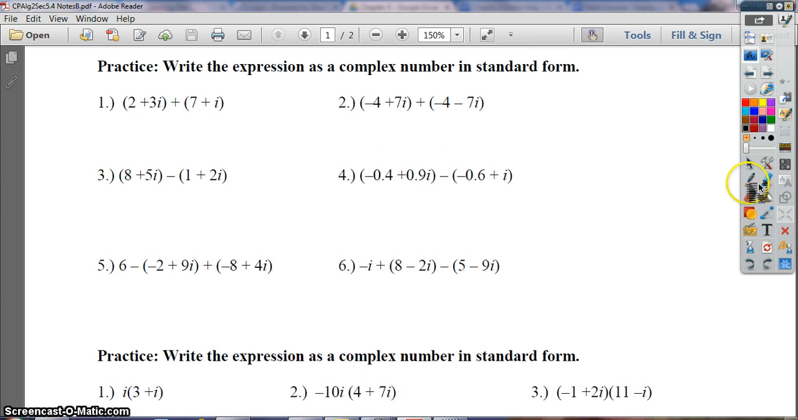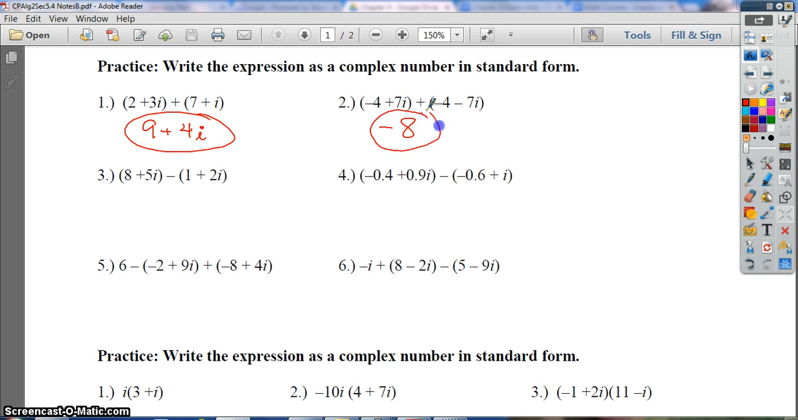So what we're going to do is write these complex numbers in standard form, which basically means the number comes first, followed by the letter. So this one's going to be 9 plus 4i. Kind of treat it like an x, except the i comes second. Okay? So when you do this next one in 2, it's negative 8, and 7i and negative 7i cancel out, so you can just leave it at negative 8. That one's pretty straightforward. 8 minus 1 is 7.